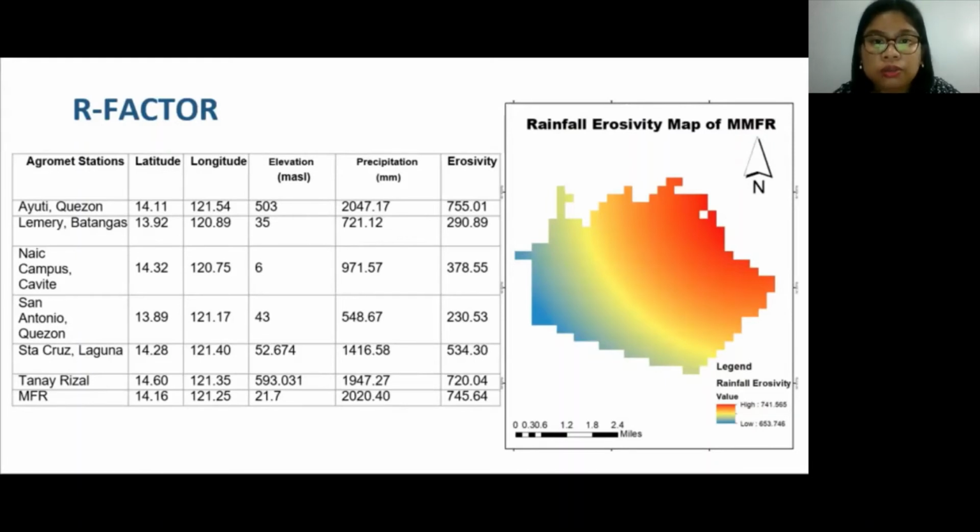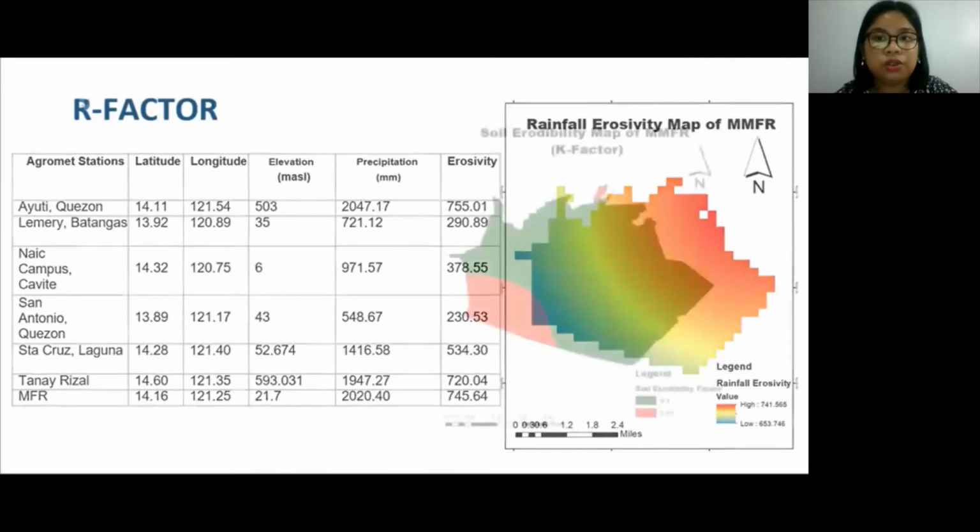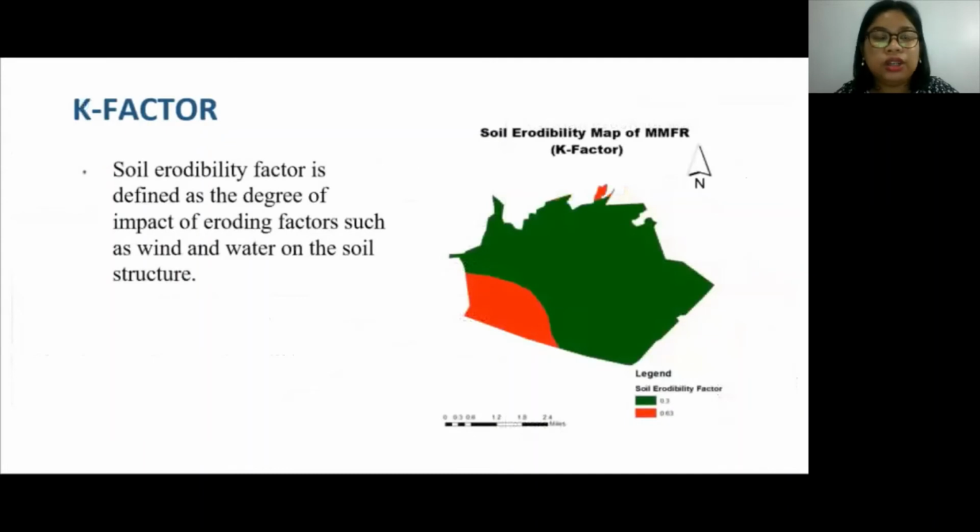So the computed R values range from 653 to 741. The rainfall erosivity map was processed using the IDW function in the ArcGIS tool. For the K factor, the soil erodibility factor is defined as the degree of impact of eroding factors such as wind and water on the soil structure.